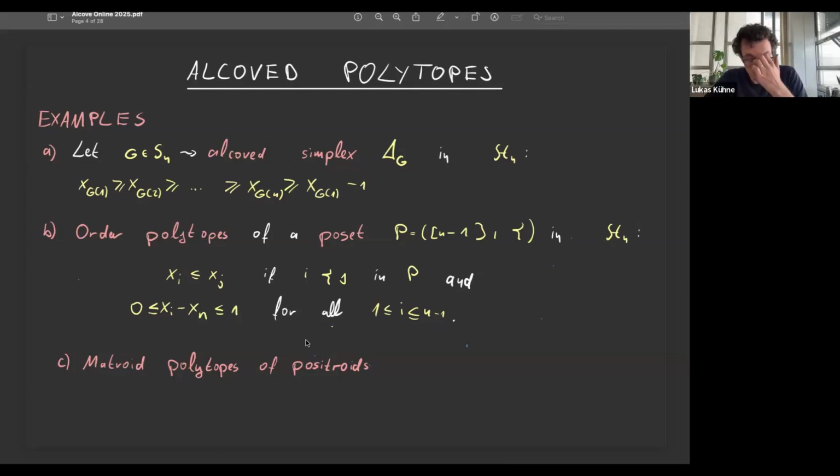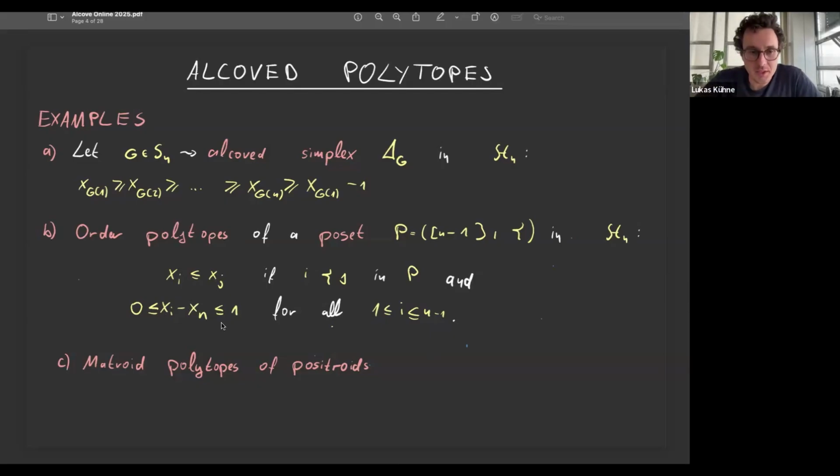Another class of alcoved polytopes are order polytopes. So these are whenever we have a finite poset on the set 1 to n minus 1, with this order relation, we can define a polytope where x_i is less or equal to x_j if and only if i is less than j in this poset. And I add these x_i minus x_n so that this entire polytope is bounded.